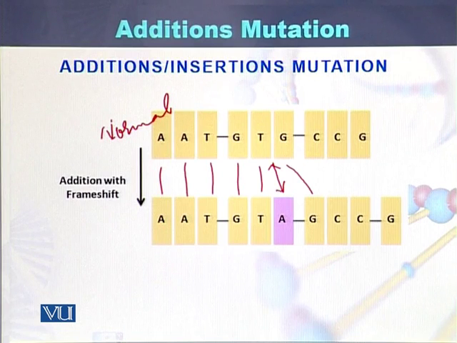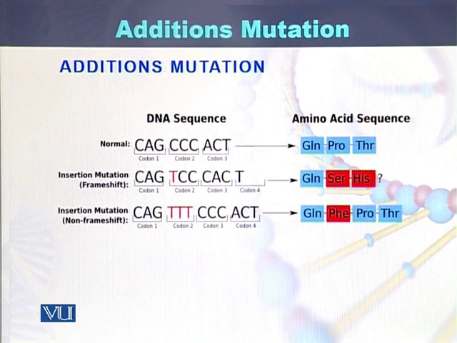So when there is addition of a nucleotide, that can be in the form of a single nucleotide or it can be in the form of multiple nucleotides. Such mutations are called addition mutations. This is a second example of the addition mutation.